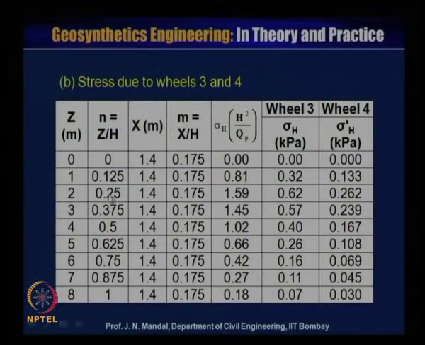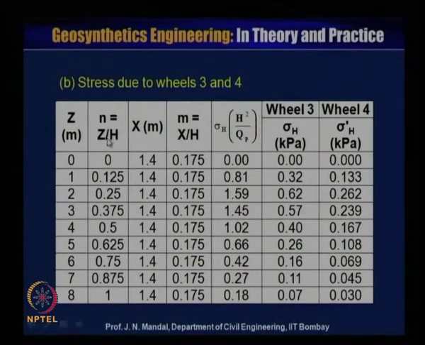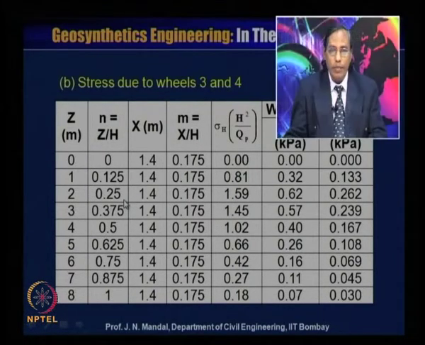From this we have to calculate the n value. n is equal to Z by H. We know the height of the wall is about 8 meter. Considering Z is equal to 1, the n value will be 1 by H, which is 8 meter, so 1 by 8 is equal to 0.125. Similarly, when Z is equal to 2, 2 divided by 8 is 0.25.